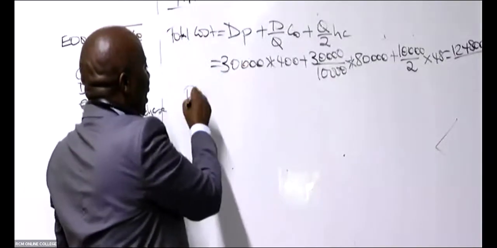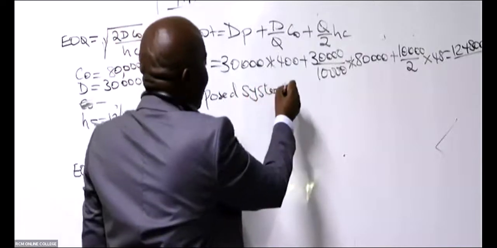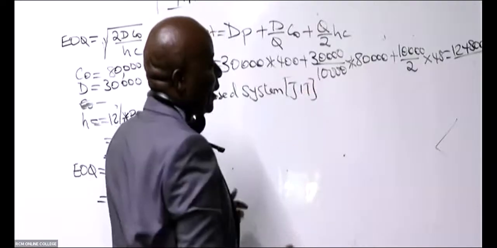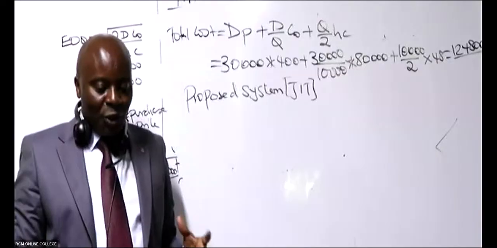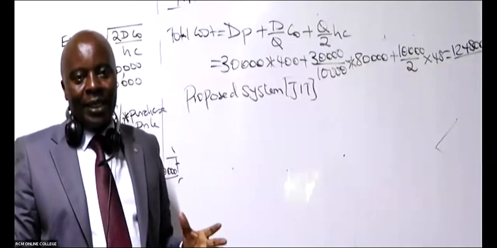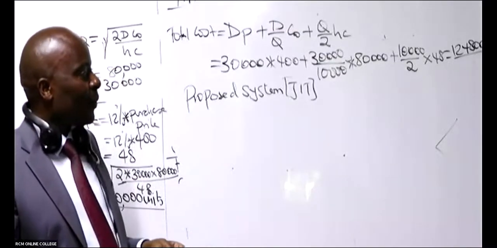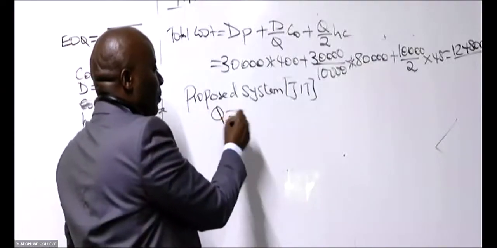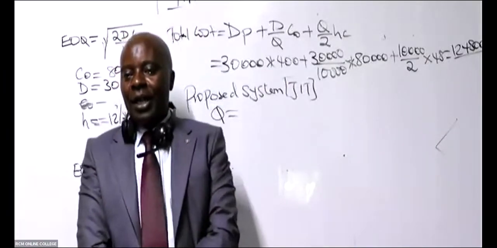Right there, proposed system. Which system are they proposing? They're proposing the JIT, isn't it? What does this JIT stand for in full? Just in time. All right. So just in time, do we have the Q that we are procuring every now and then?